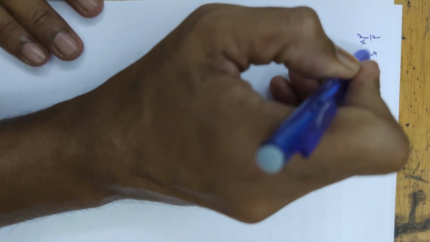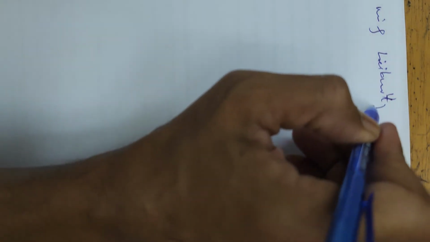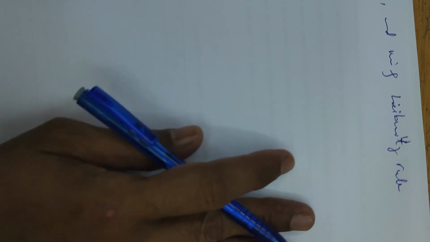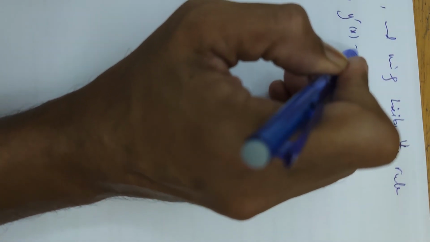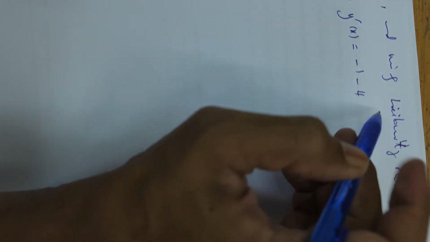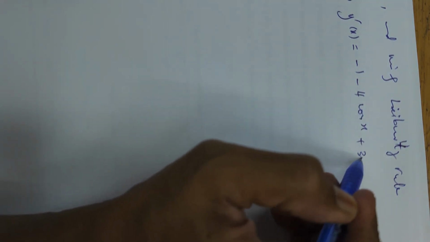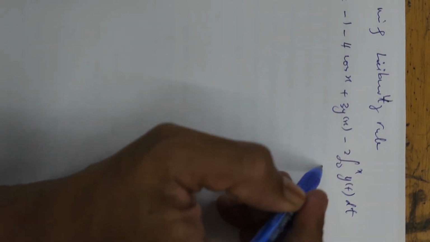Alright, now we differentiate 5 with respect to x, d dx of 5, and using Leibniz rule, that gives us, I just jump everything, then after simplifying, we got y prime x equal to minus 1 minus 4 cos x plus 3y x minus 2 integral 0 to x y t dt. Okay, so let's call this 6.